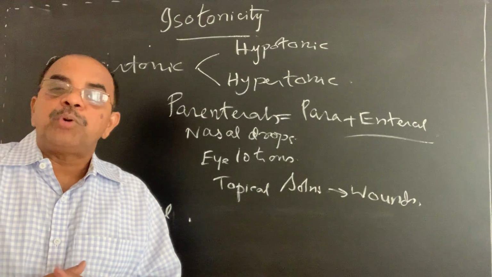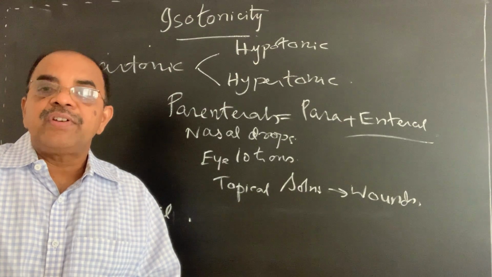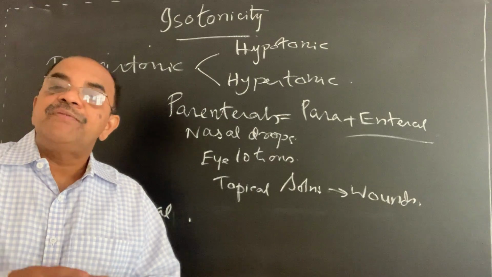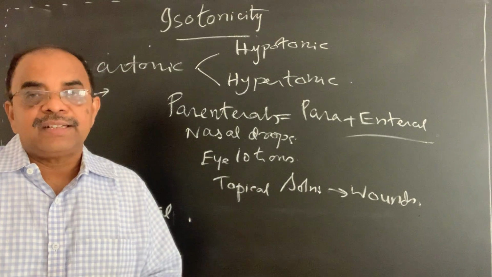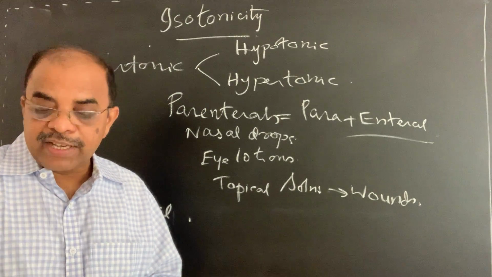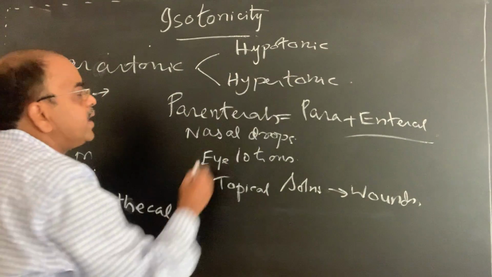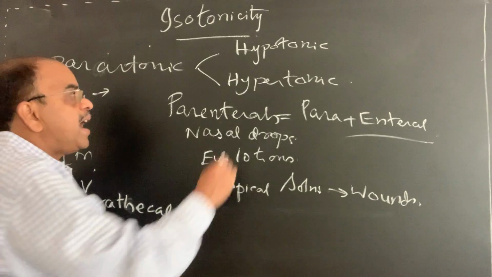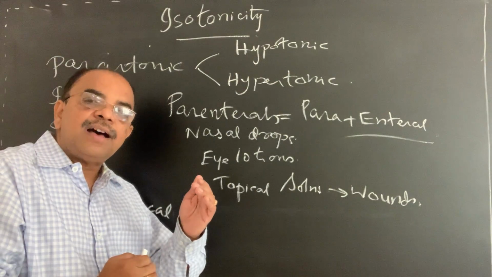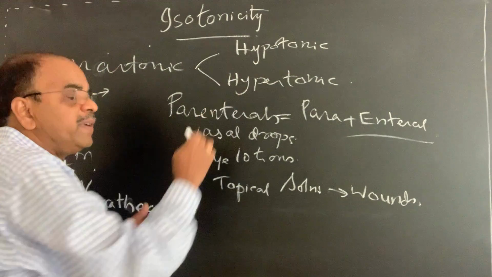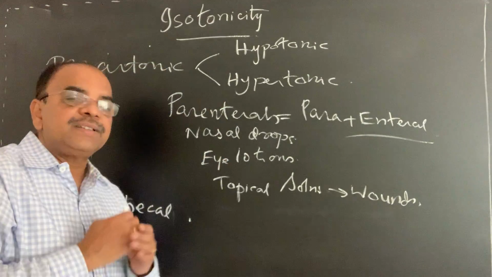What is the importance of isotonicity? What is the significance of isotonicity? If it is not isotonic, what is that? That is paratonic. Paratonic is of two types, hypotonic and hypertonic. Hypotonic means less than isotonic. Hypertonic means more than isotonic.